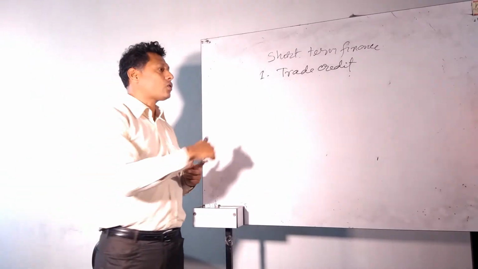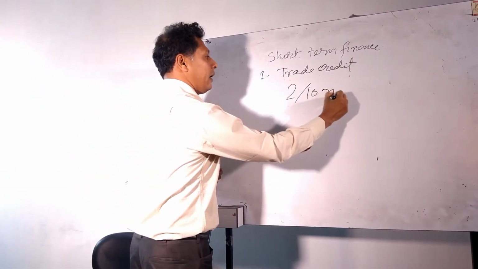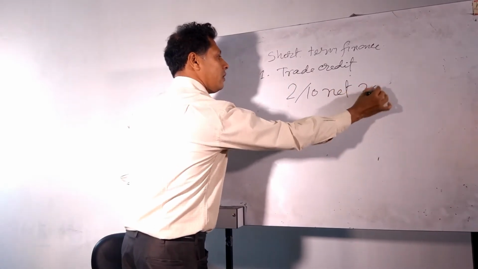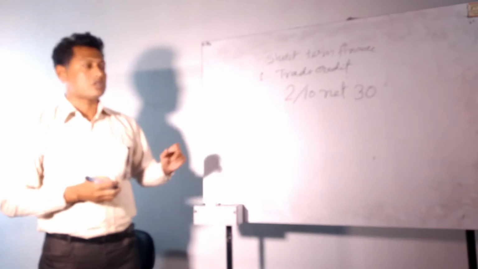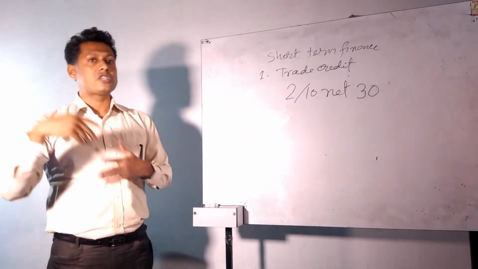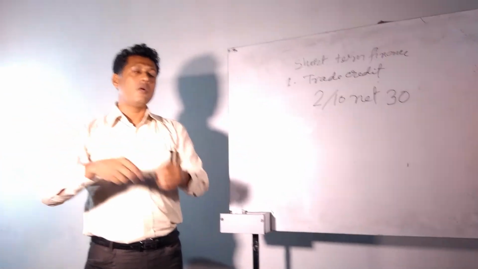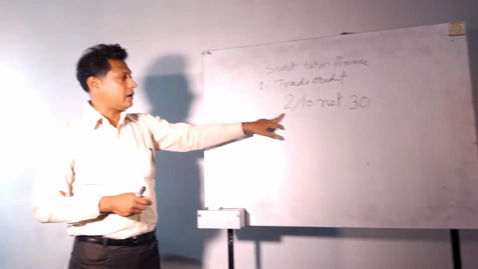As it is credit, the condition is like this: this is called the term 2/10 net 30. This is the condition for giving you the credit facilities for the goods. You get some goods for your shop, you sell the goods, and after selling you pay the money to the accounts payable. That is called trade credit.